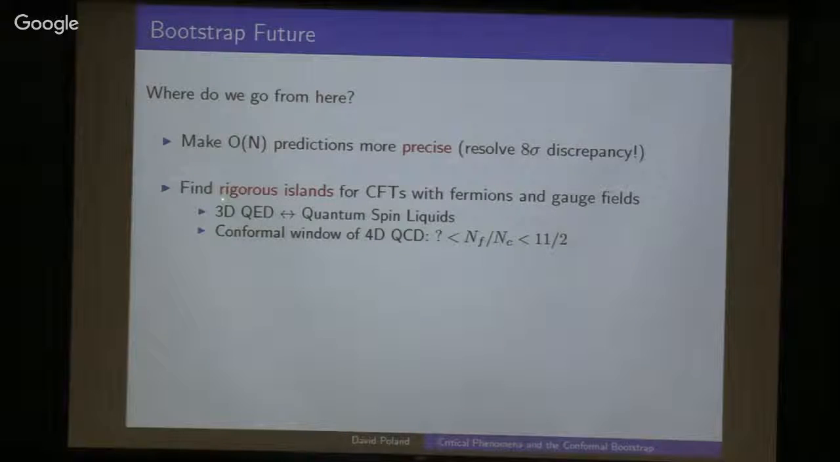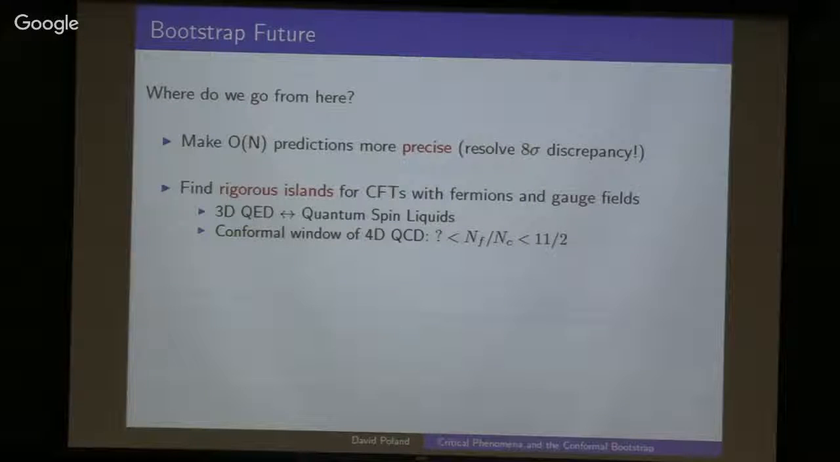So one interesting example is the three-dimensional analog of QED. Okay, it's a theory with a U(1) gauge field coupled to fermions. In fact, this theory is believed to describe the physics of quantum spin liquids, which are an interesting state of matter. Another interesting example is 4-dimensional QCD.